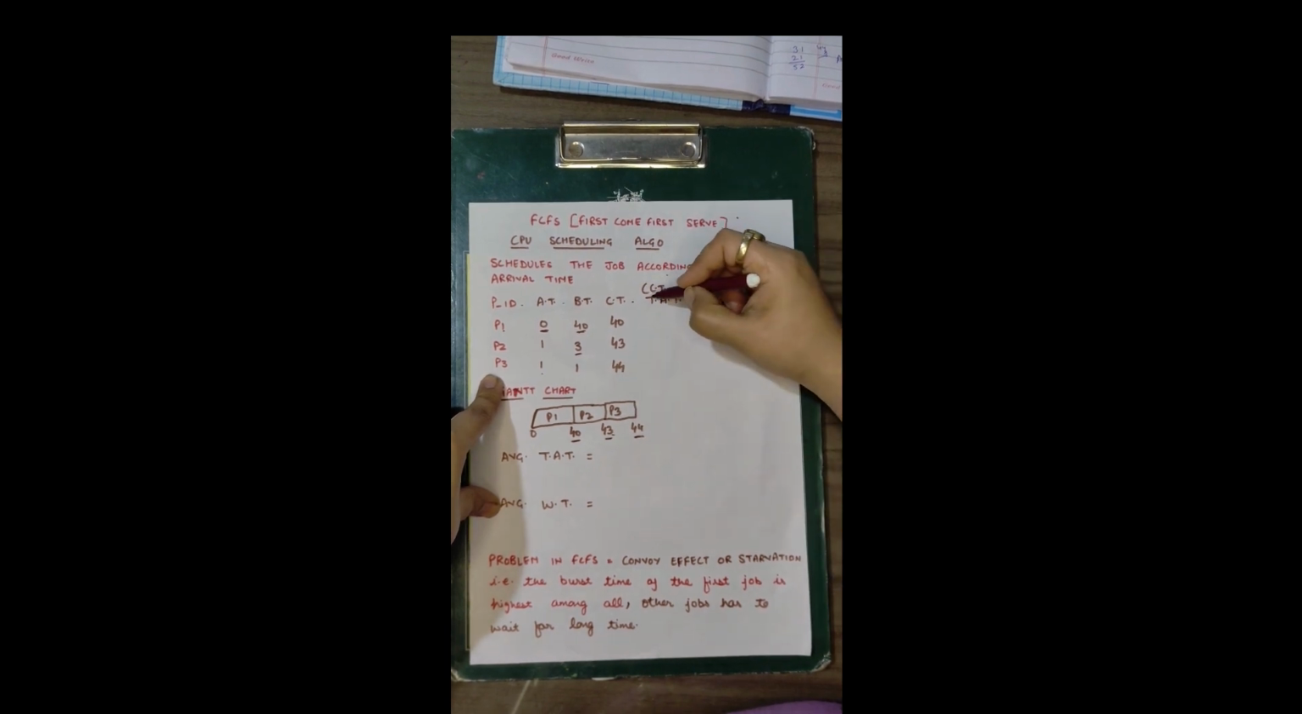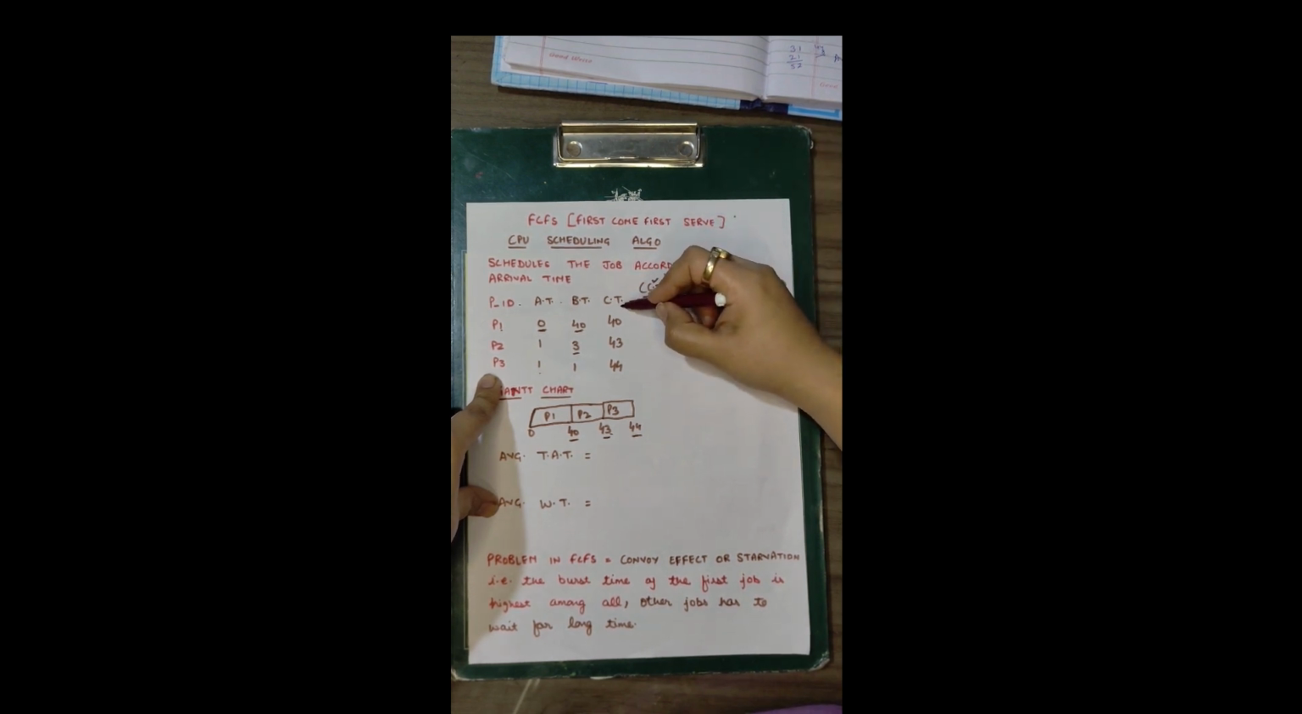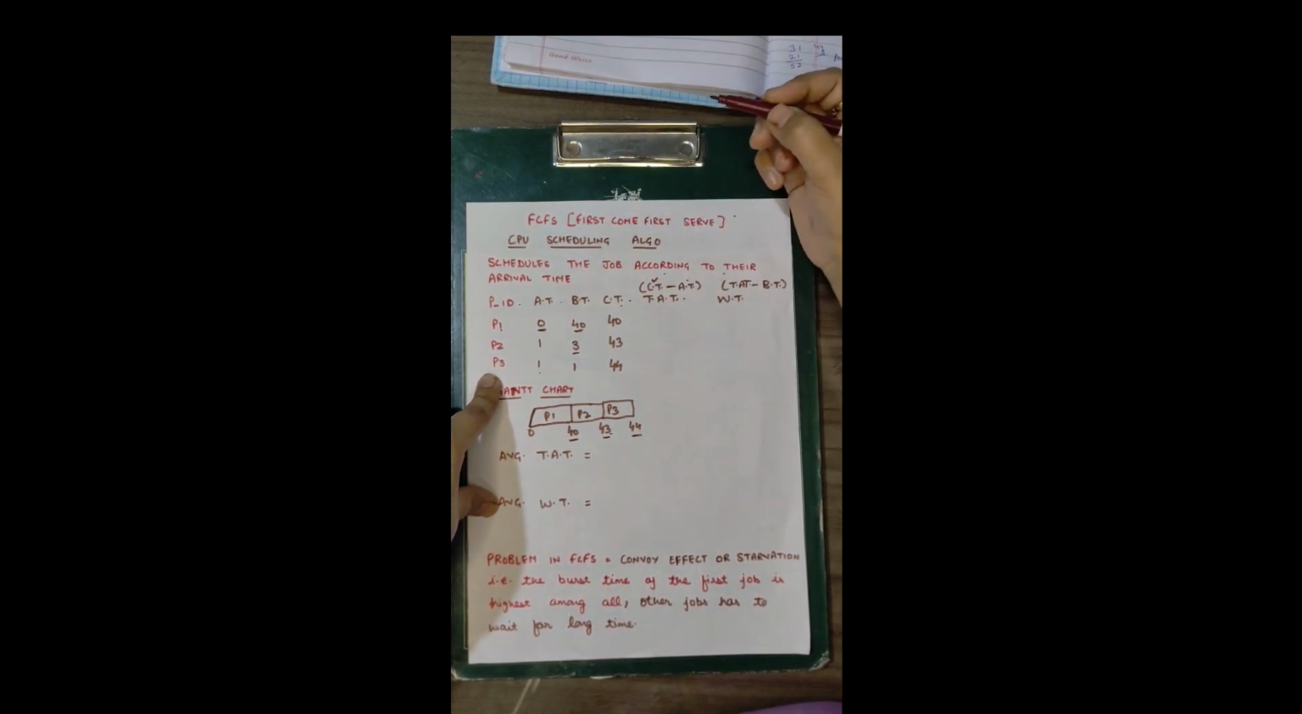Now let's calculate the turnaround time. Turnaround time is the time for which a particular process is there in the system and it can be calculated by subtracting the arrival time from the completion time. Now completion time is here with us and arrival time is here with us.